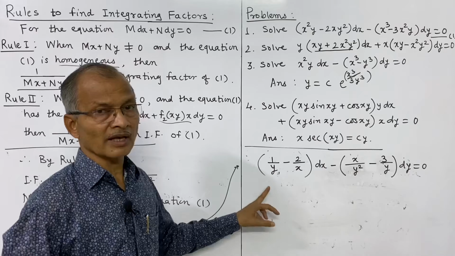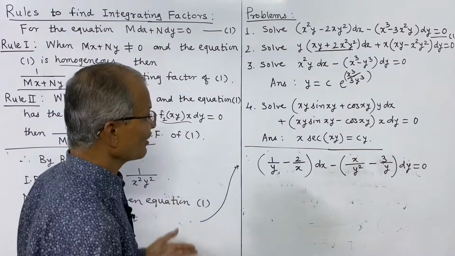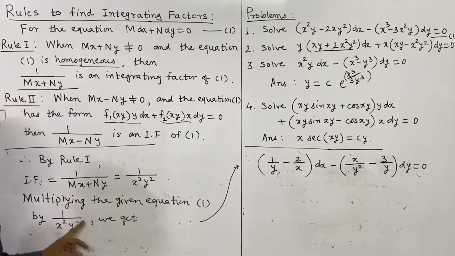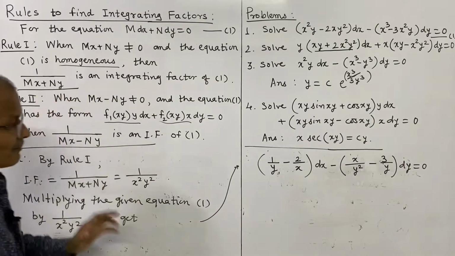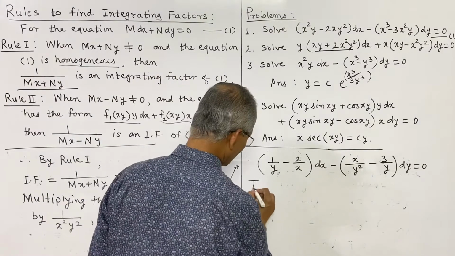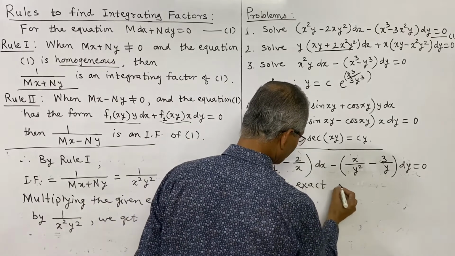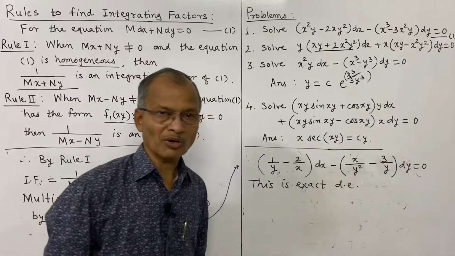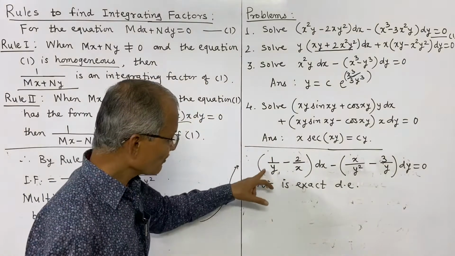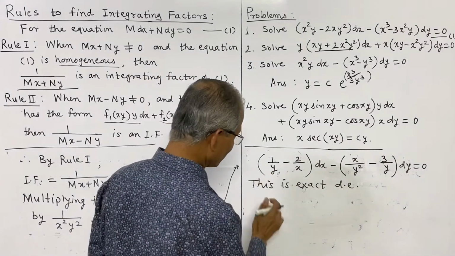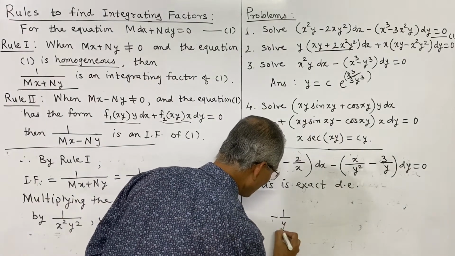Now this is an exact differential equation, because that's why we selected the integrating factor by rule 1. We can verify this. So what is the condition for an exact differential equation? The partial derivative of this with respect to y. Now what is the partial derivative of this with respect to y? That is 1 over y square.